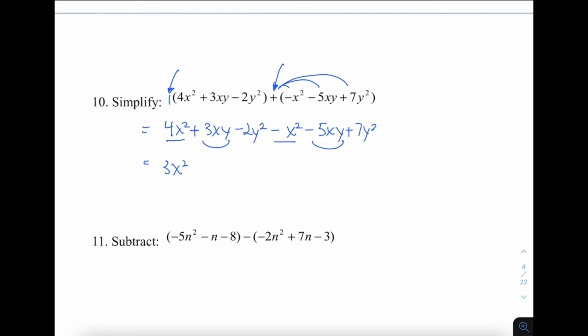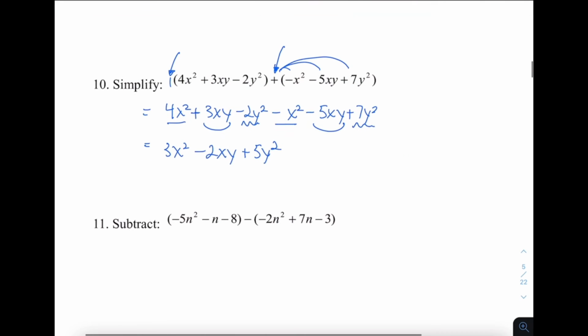So I have 3xy subtract 5xy, that's subtract 2xy. And I have negative 2y squared, so I'm on the negative 2 floor, and I go up 7 floors, plus 5y squared. Now here is where we have to be really careful.